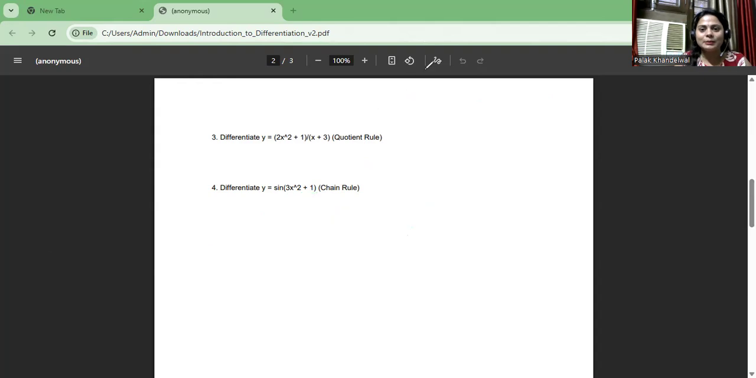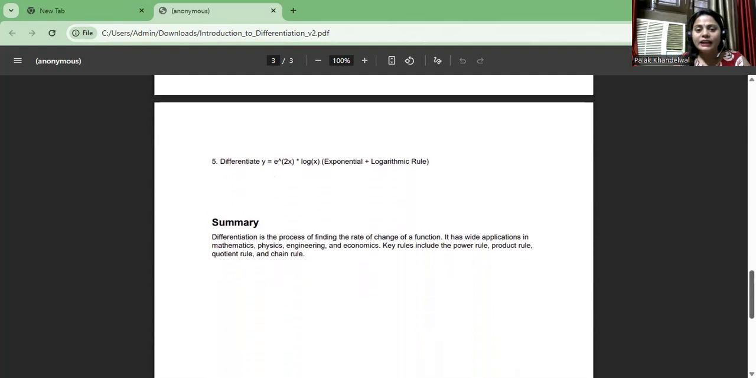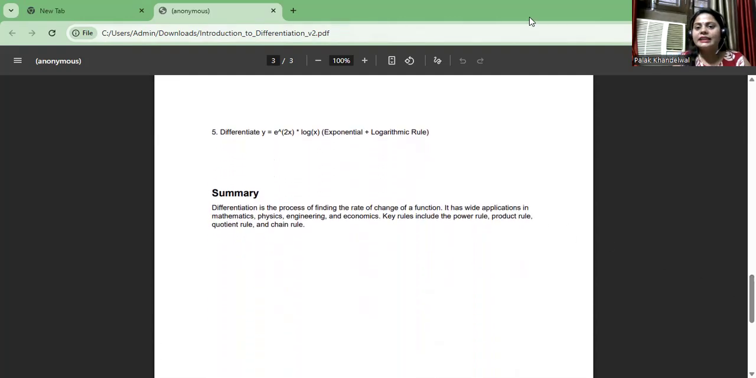Okay, let me give you one more example. You'll enjoy this. Now we will make it a bit complex and we will mix everything together. Now let's see this question. This has got an exponential function. This has got a logarithm function. This has got product rule plus the chain rule. Okay, all four things are there.